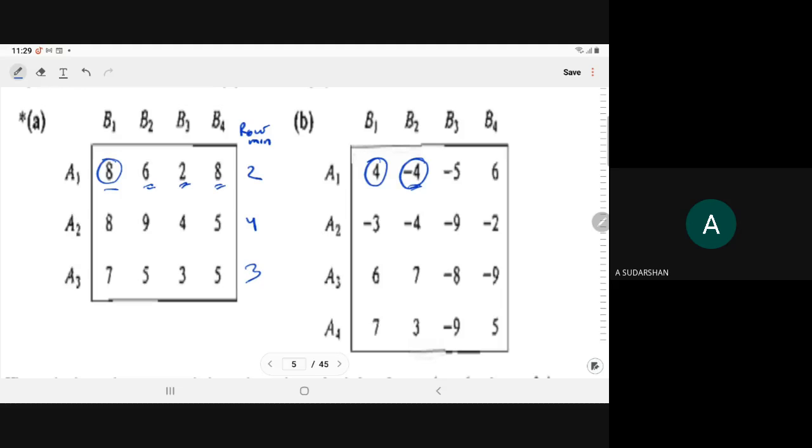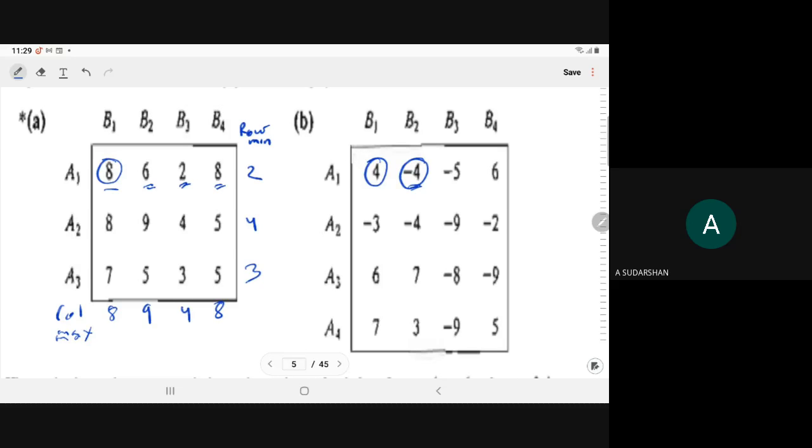Now, for player B, what is the maximum loss? So maximum loss is what? Here we compute the column max, because it is the payoff matrix of player A. So what is the worst situation for player B? The worst situation for the player will be the maximum loss. So here when we compute the column max, we have the 8, right? Here we have the 9. Here we have the 4, and here we have the 8.